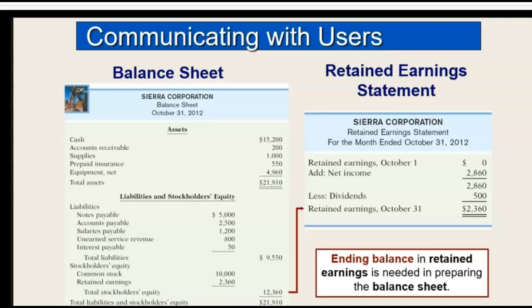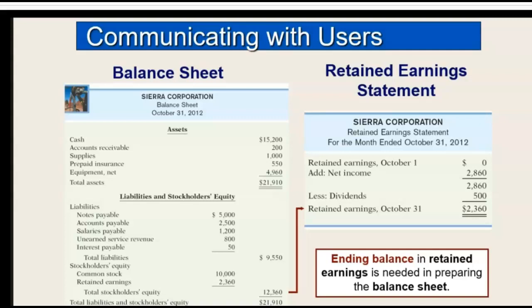It had cash, $15,200. It had accounts receivable, $200. Supplies, $1,000. Prepaid insurance, $550. And equipment net, $4,960. Now, many of these accounts you will learn later in this course, but right now those are all asset accounts. And when we add them up, we have a total, $21,910. We double underline it. That's the end of the assets.